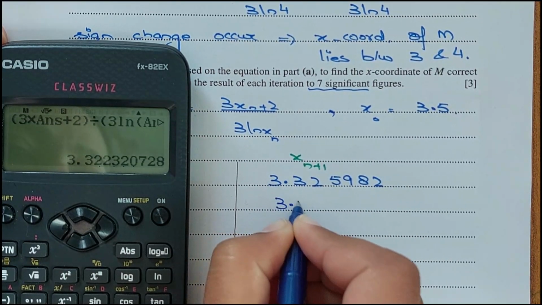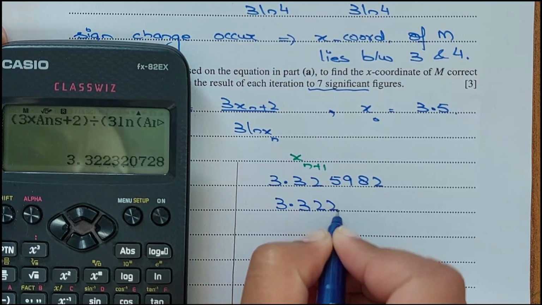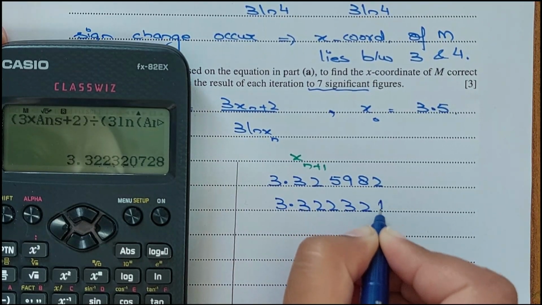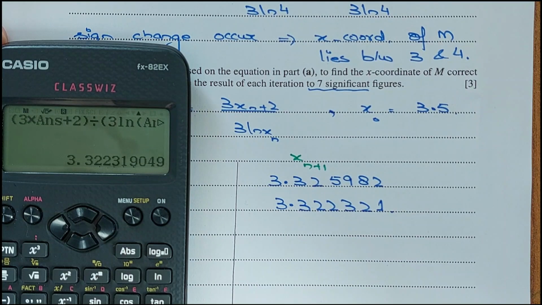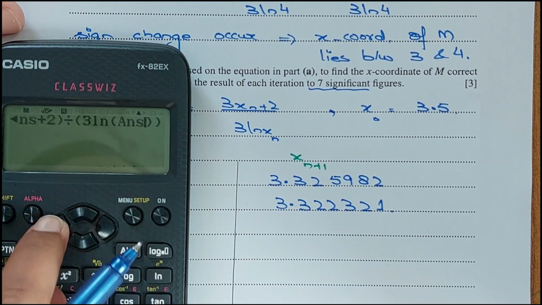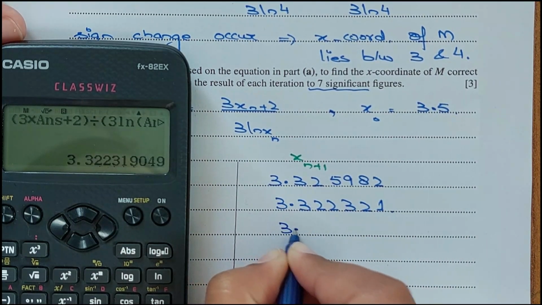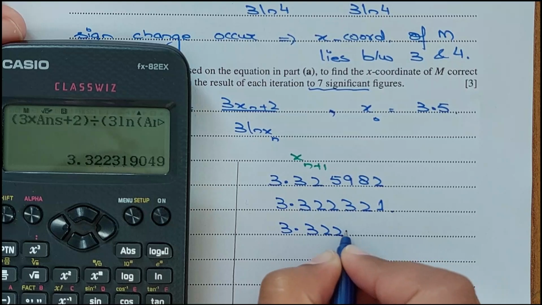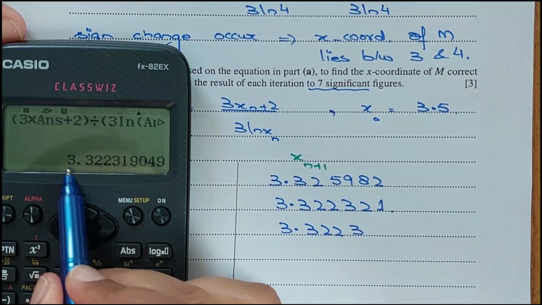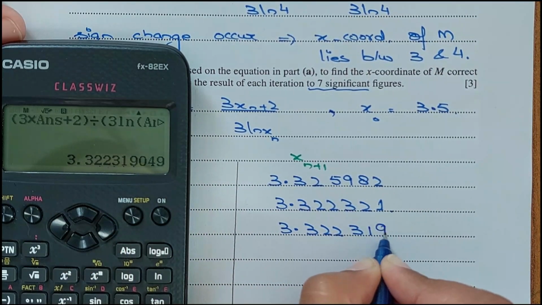This is 3.3 1 2 3 4 5 6 7, 3.322321. Okay, again putting the answer in. This answer is 3.322431, yes.